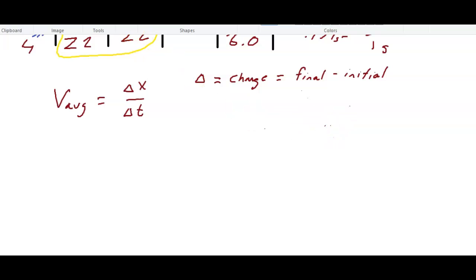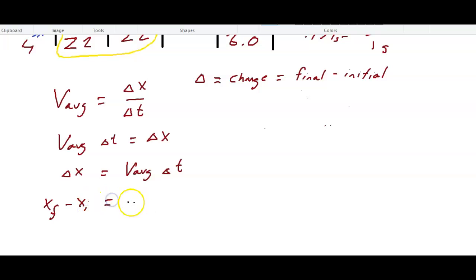And so we're going to do a little bit of algebra now, algebra with letters, everyone's favorite kind. I'm going to solve this equation for delta x, and I do that by multiplying both sides by delta t. So I get V average delta t is equal to delta x. I'll rearrange that and put delta x on the left side, V average delta t. And now I'm going to put in what delta is equal to. Delta x is equal to the final position minus the initial position, V average. And delta t is equal to the final time minus the initial time.